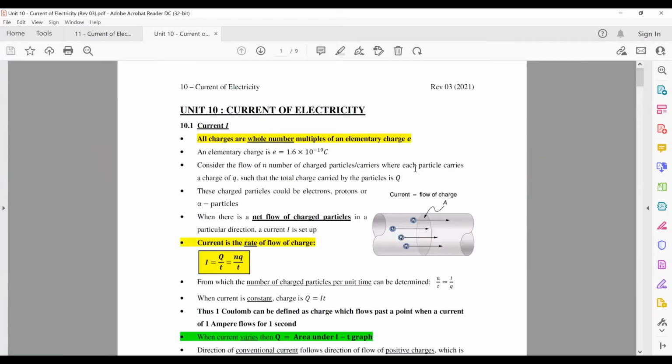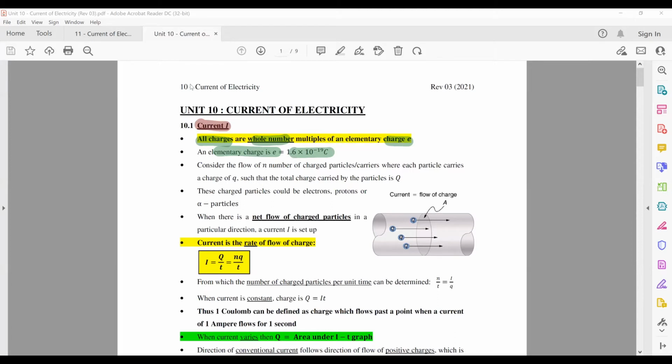All right, page 1. Now, we'll go through all the different terms like current, voltage, and resistance. The first thing you would learn is current I. Now, before we go to current, we need to talk about charges first. All charges that exist naturally are actually whole number multiples of an elementary charge, e. An elementary charge e is 1.6 times 10 power minus 19 coulomb. All charges that you can see occurring naturally will always be whole number multiples of an elementary charge.